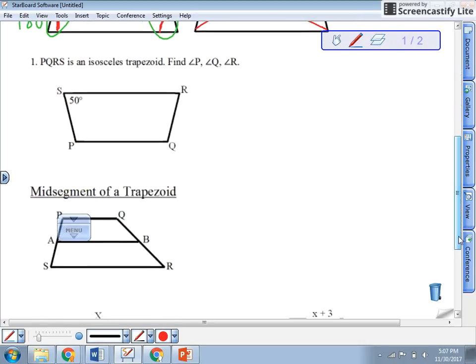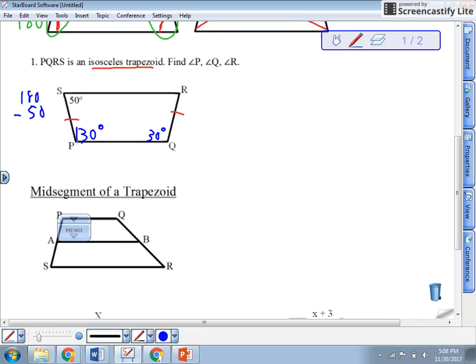If PQRS is an isosceles trapezoid, so it tells me it's an isosceles trapezoid. Again, ask yourself, what shape are we dealing with? Find angles P, Q, and R. Well, angle P is on the same side as angle S, so it's going to be 180 minus 50. So I know that angle P is going to be 130 degrees. Well, since that's 130 degrees, I know Q is going to be 130 degrees because, again, the same side base angles are going to be congruent. And then since that is 50, I know that this is going to be 50.